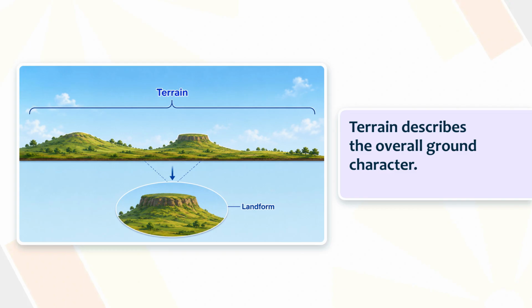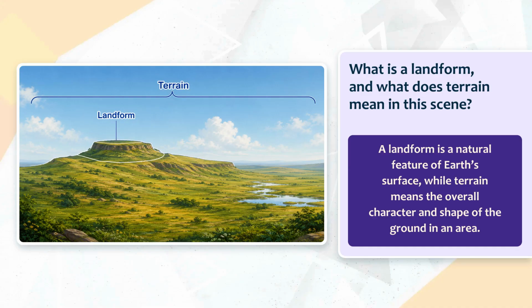That distinction helps us describe a landscape. Terrain describes the overall ground character. A landform is one natural surface feature within that wider view. Use the two labels in the picture. What is a landform and what does terrain mean in the scene? Let's match each word to the visible clue. A landform is a natural feature of Earth's surface, while terrain means the overall character and shape of the ground in an area. The outline shows one feature. The bracket shows the wider ground.